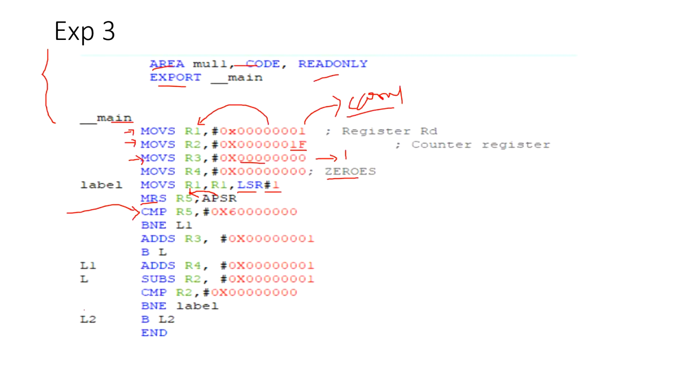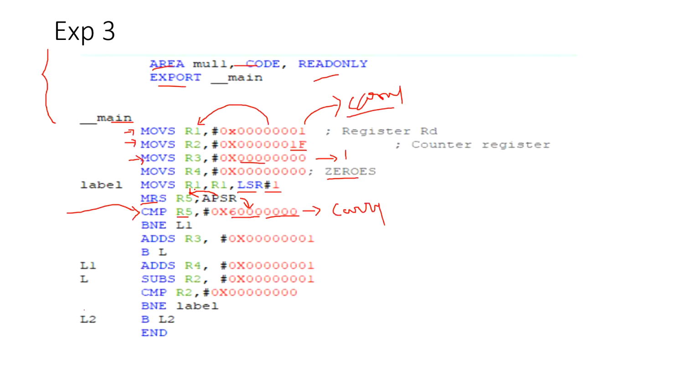The point is that if the content of APSR is this, that is 6 followed by 7 zeros, it means that the carry has got generated. If not, there is no carry. So next I am moving the content of APSR into R5. Next I am checking whether the content of R5 is 6 followed by 7 zeros or not. If it is, it has generated a carry, or else no.